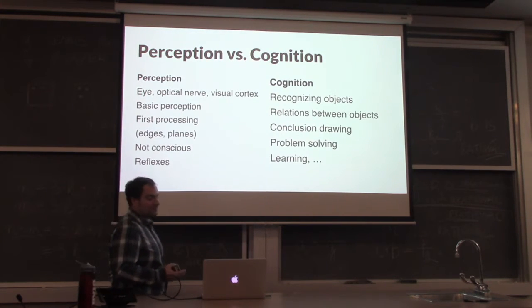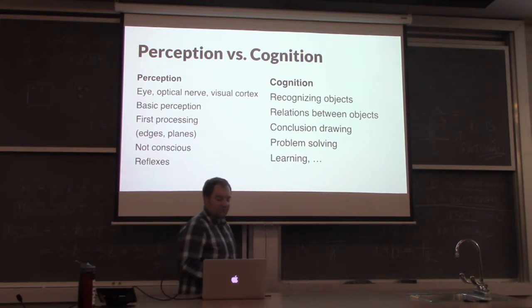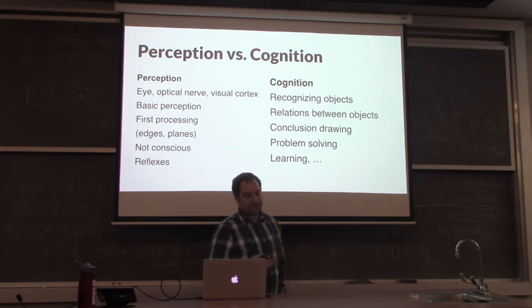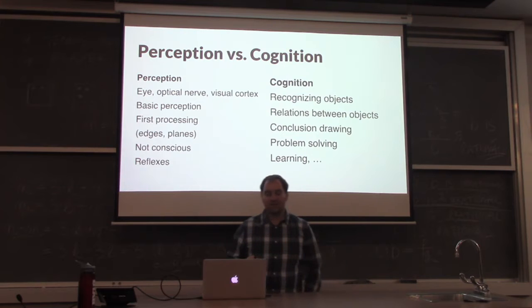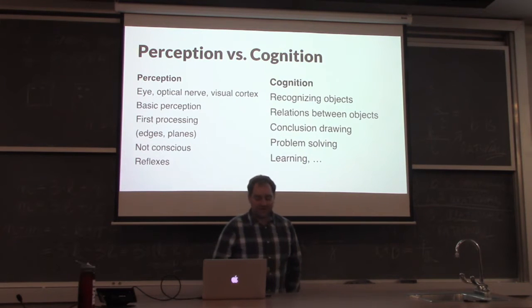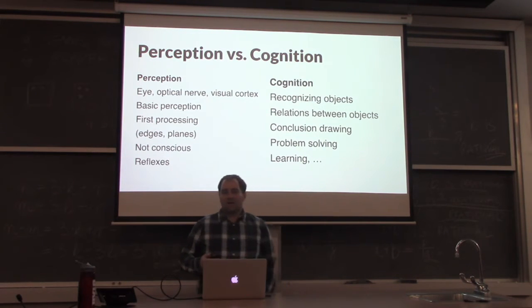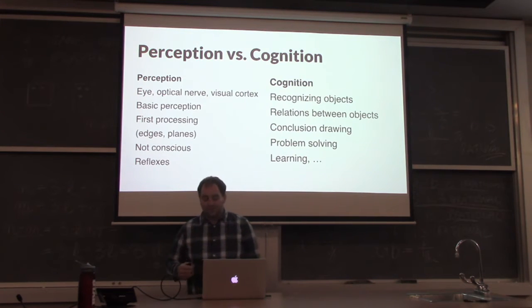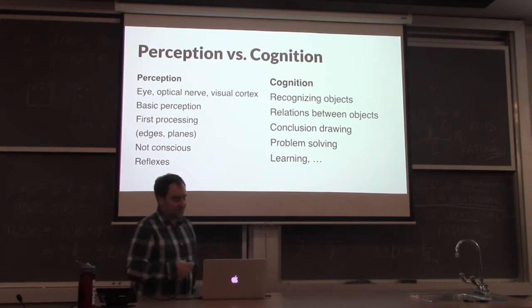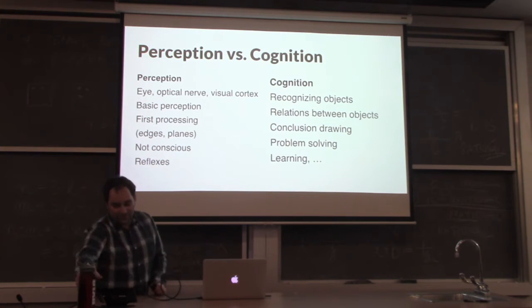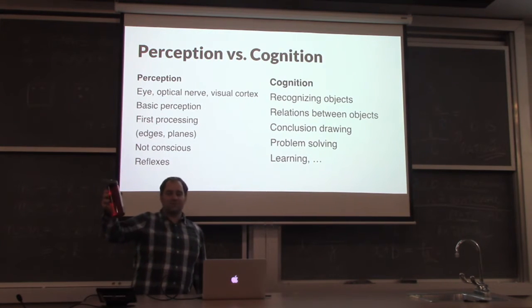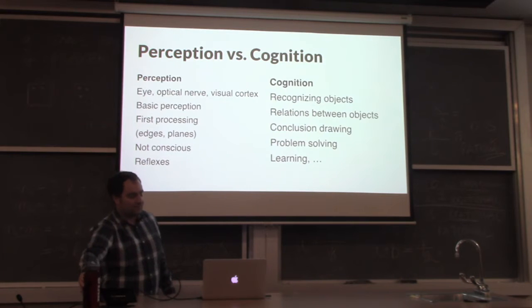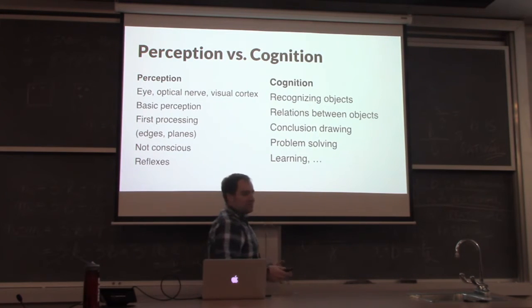Perception is really about the eye, the optical nerve, the visual cortex, the basic perception, first processing, segmenting edges, shapes, planes, and it's something that is not conscious. We simply continuously perceive. Cognition is about recognizing objects. Like I know that this is a bottle, but for perception this is just a red thing that is standing there. It's about relationships between objects.